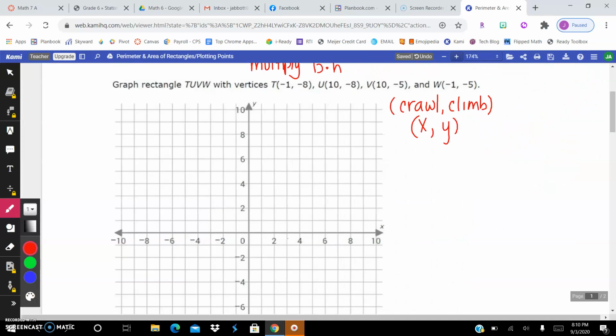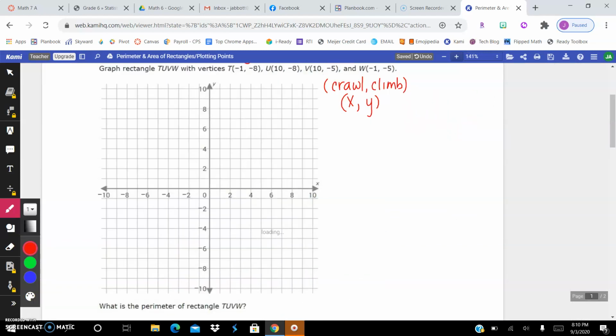So we always start at the origin at 0, 0 in the middle, and we're going to go to -1 on the X-axis. So we're going to go to the left one, and then we have to go to -8. So we're going to crawl -1 and climb -8. So we're going to end up down here. And that is going to be T. For U, we have to crawl to +10 on the x-axis and climb to -8 on the y-axis. So U will be down here.